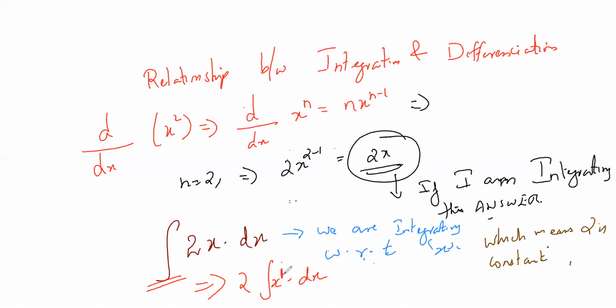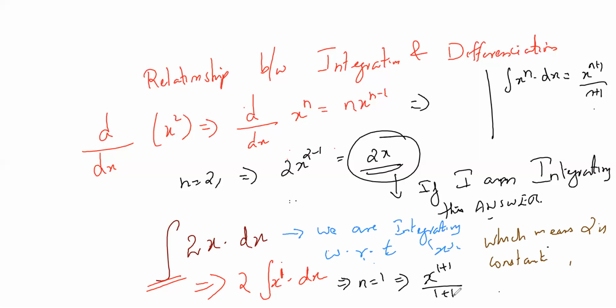And what is our integration formula? Integral of x power n dx is equal to x power n plus 1 by n plus 1. What is our n value here? n is 1. So the answer is x power 1 plus 1 by 1 plus 1. Do not forget about this 2, so 2 into x square by 2. Now the 2 and 2 get cancelled, and you're getting the answer as x square itself.